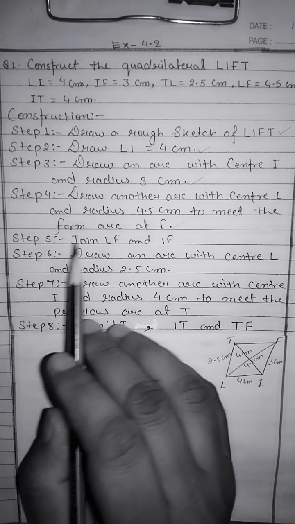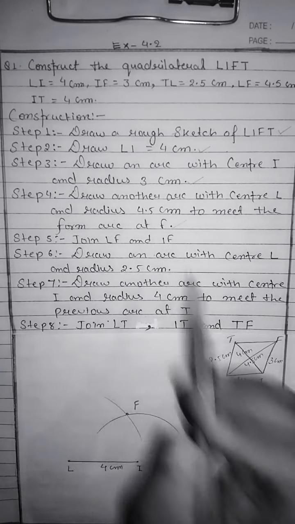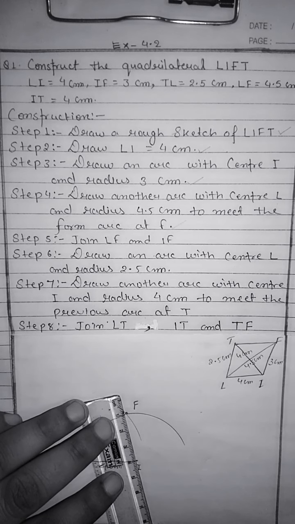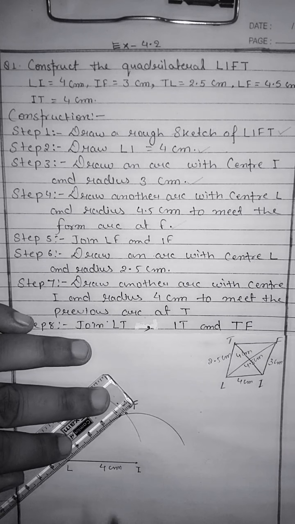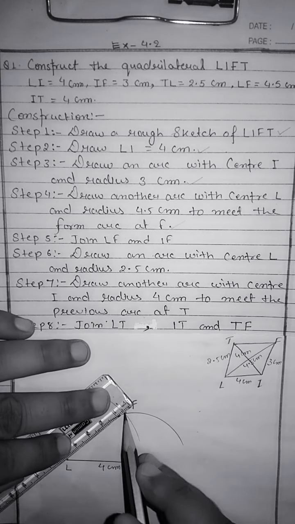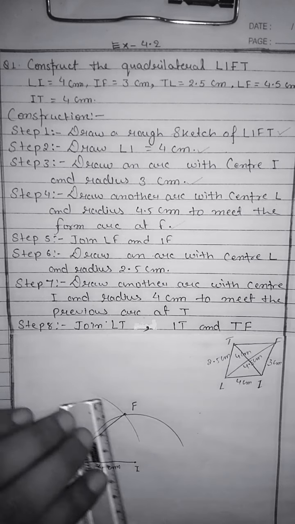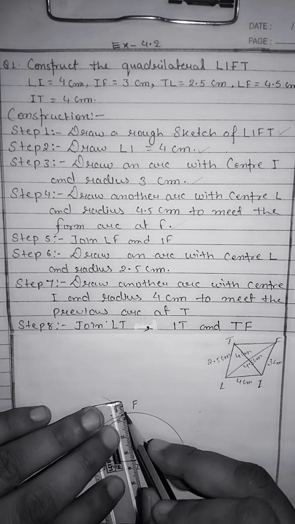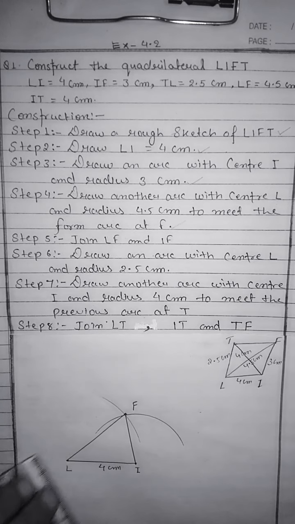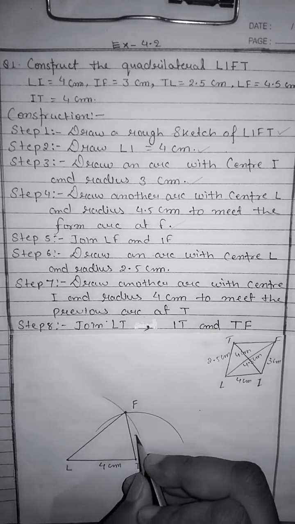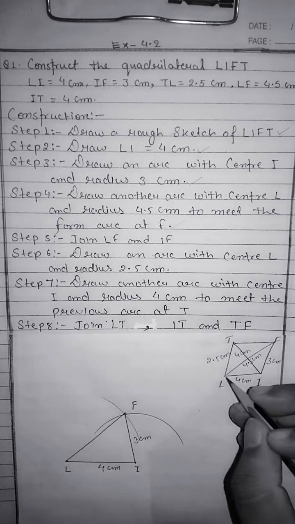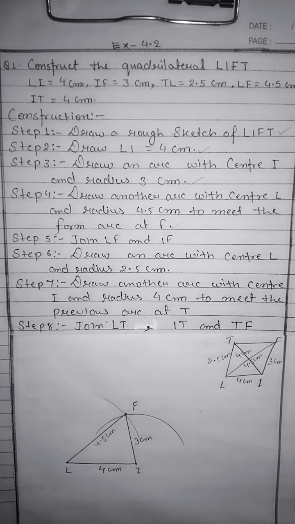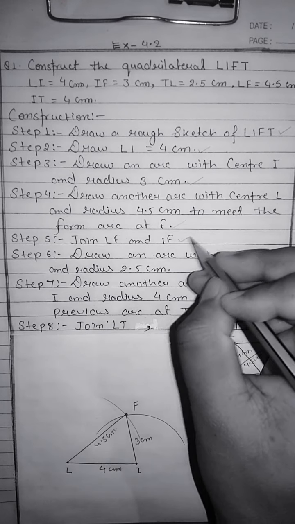Now step number 5, join LF and IF. Take the ruler and join it. Join first L to F and I to F. IF is what? It is 3 centimeter and LF is 4.5 centimeter. Now step number 5 is completed.